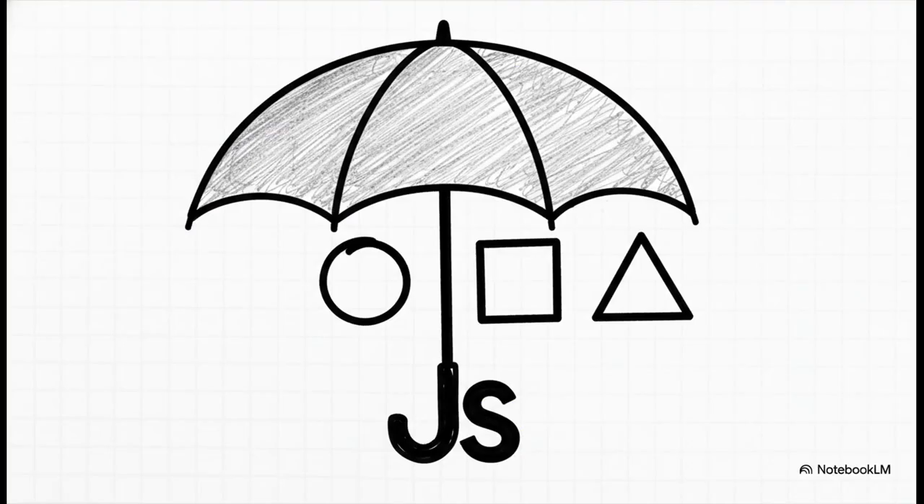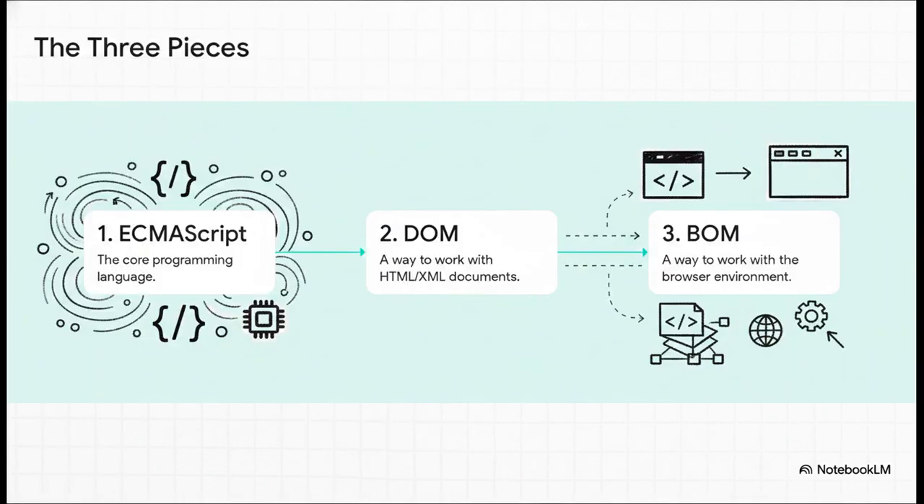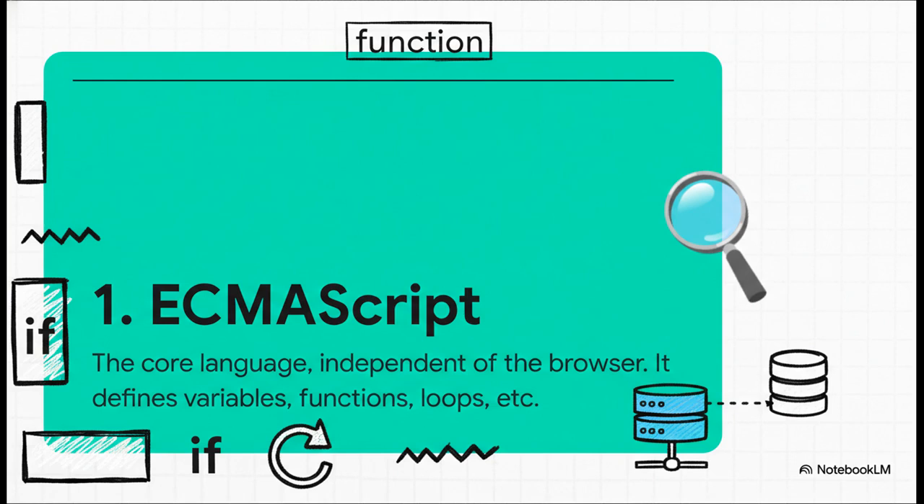Yeah, so don't think of JavaScript as just one single thing. It's more like an umbrella term that covers three core components, all working in perfect harmony to make the magic happen. So what are these three pieces? Well, you've got one, the core language itself. That's ECMAScript. Two, a way to interact with the content on the page. That's the DOM. And three, a way to interact with the browser window itself. The BOM.